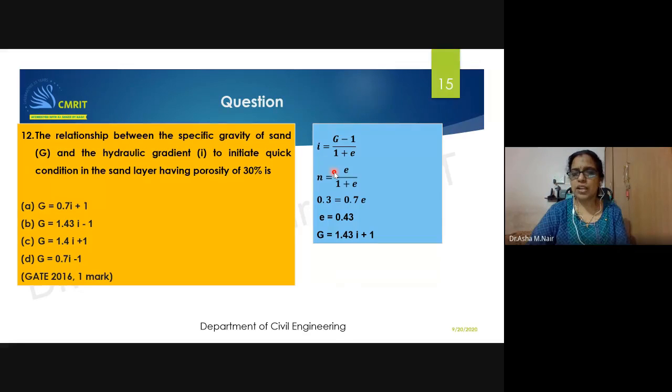Now, once you get the value of 0.43, what will happen here? You are asked, every expression is in terms of G. So G is equal to 1 plus E, which will become 1.43. So 1.43 I plus 1. Which expression is there? Option C.